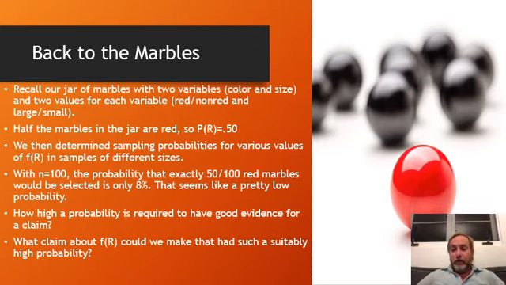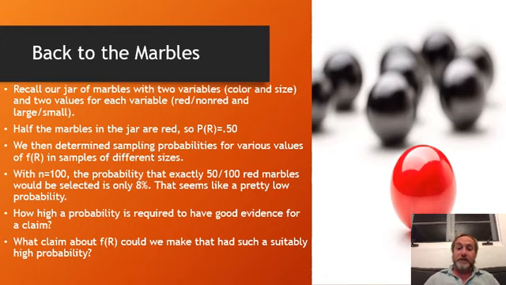So let's go back to the marbles, right? Keeping it simple. Hopefully you should be familiar with our jar of marbles by now. We've got two variables, color and size, and then each of those variables has two possible values. So a marble can be either red or non-red, and it can be either large or small. Let's say half the marbles in the jar are red, right?